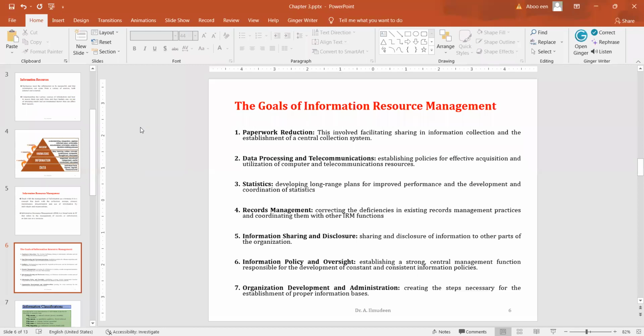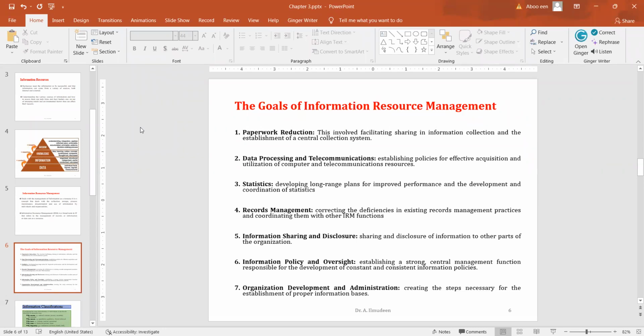Next, data processing and telecommunication: establishing policies for effective acquisition and utilization of computers and communication resources. So they can easily enter their transactions or routine data in the computer system. Then they can easily process the data, and this processed data can be stored in the centralized data repository or database. So other connected departments or functional areas can easily access this data.